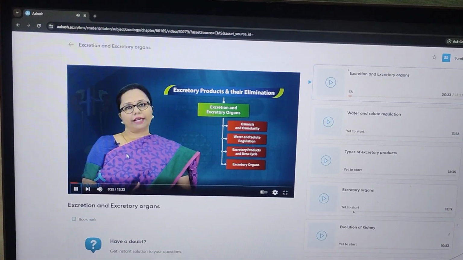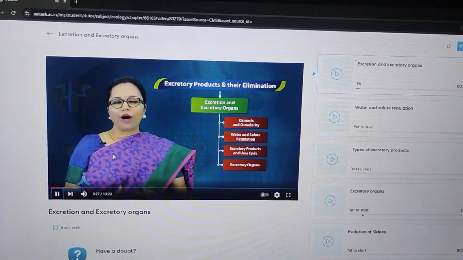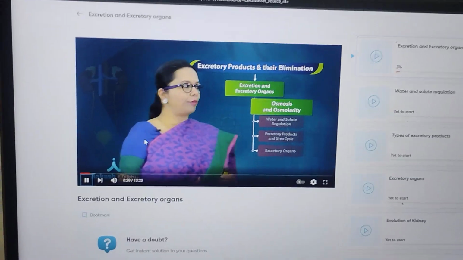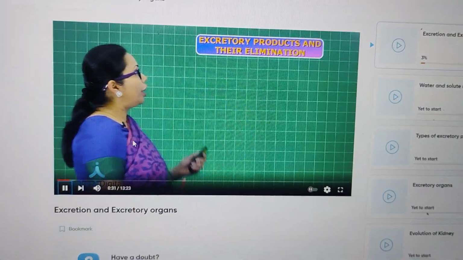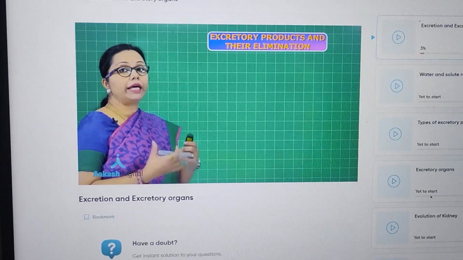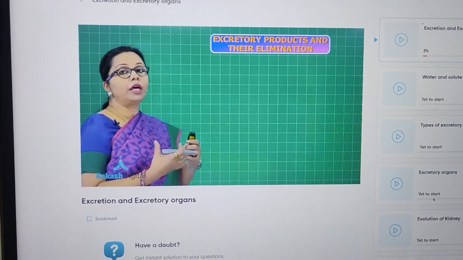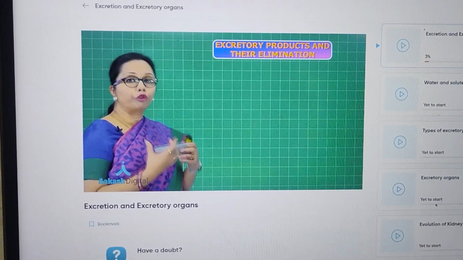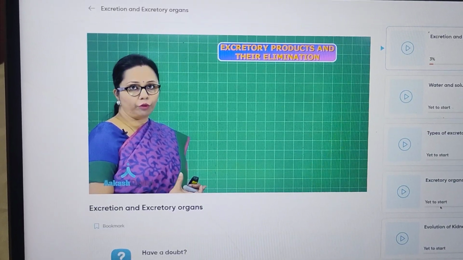products and some of the excretory organs. So without further ado, let's begin our topic today. Now, first of all, when we talk about excretion, the first thing that comes to mind is that the excretory system is meant for removing the metabolic waste from the body.